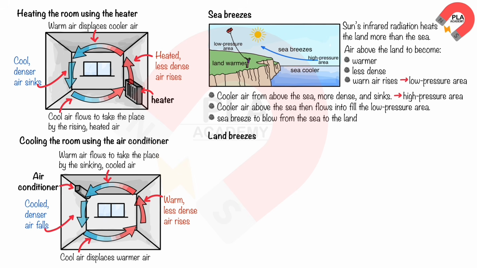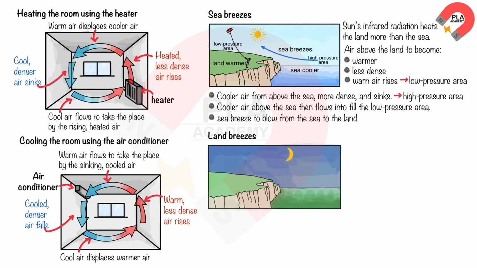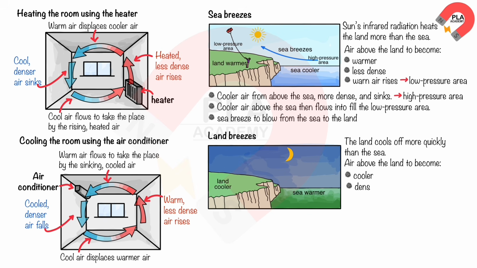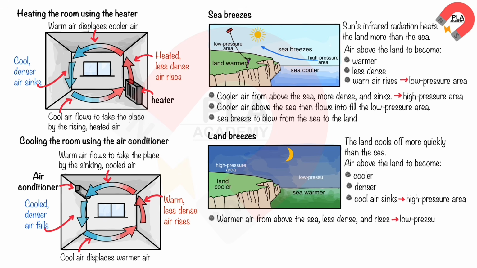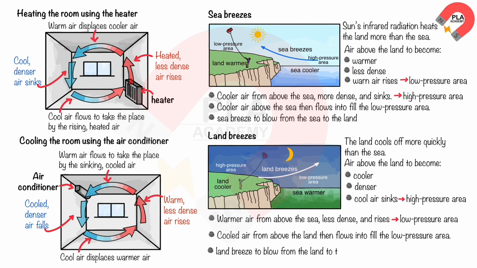Land breezes. A land breeze is the reverse process of a sea breeze. During the night, the land cools off more quickly than the sea. This causes the air above the land to become cooler and denser than the air above the sea. The cooler air above the land sinks, creating a high-pressure area. Warmer air above the sea, less dense, rises to create a low-pressure area. The cooler air from above the land then flows in to fill the low-pressure area. This convection current causes a land breeze to blow from the land to the sea.